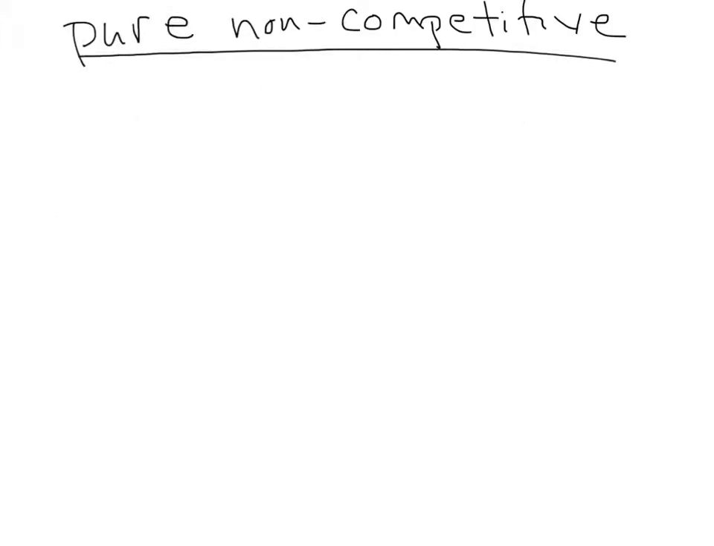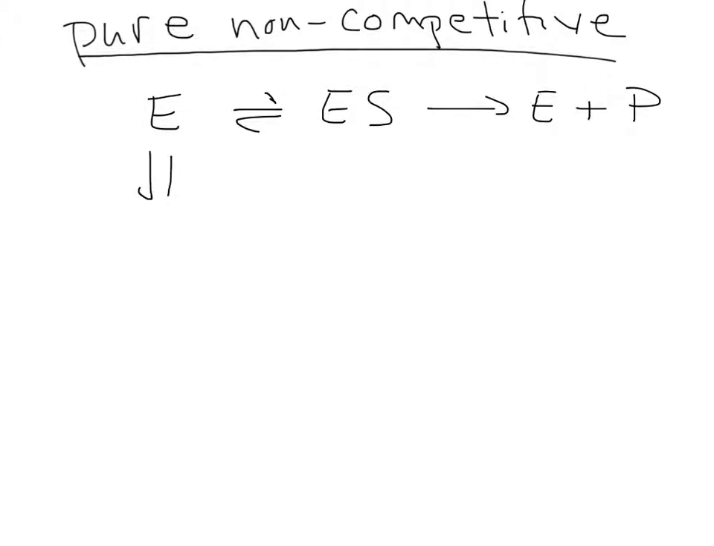The next form of inhibition is pure non-competitive. In this mode of inhibition, the enzyme can bind the substrate and react to form enzyme plus product, but in addition it can form a complex with the inhibitor. Now what is non-competitive is that the inhibitor will bind to a different site than the substrate on the enzyme. So it doesn't block the binding of the substrate, and in fact you can have inhibitor and substrate both bound at the same time.